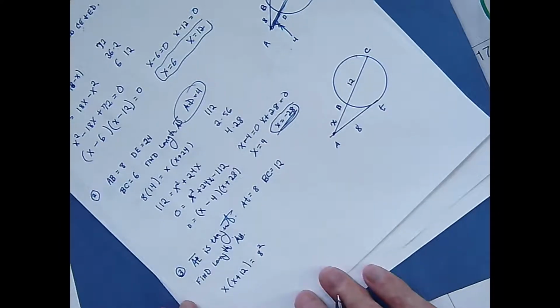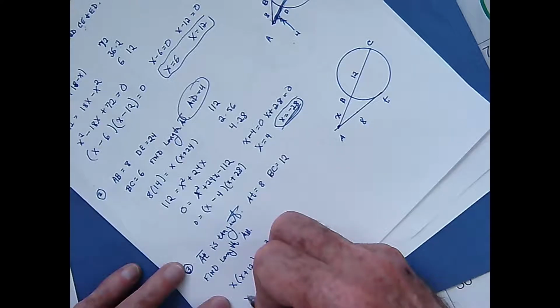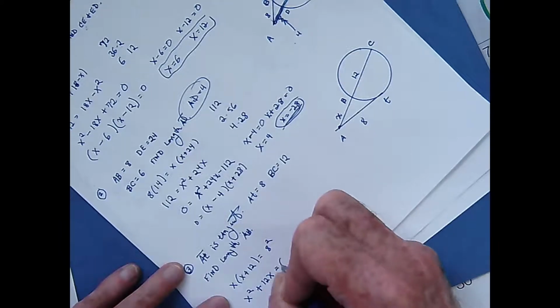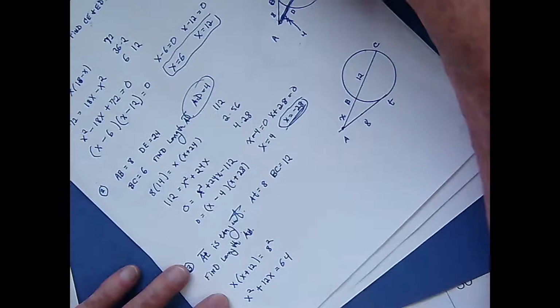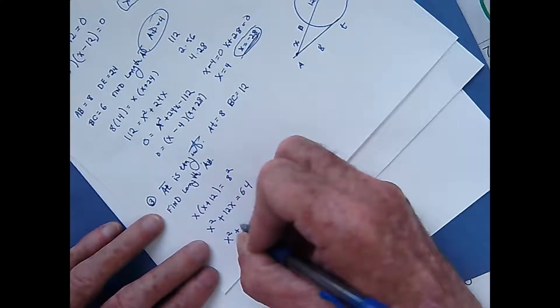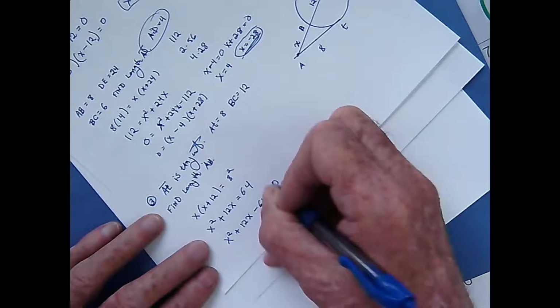There's the good-looking equation. Now let's just take care of business, see what we can do with it. I get x squared, multiplying through those parentheses, plus 12x equals 64. Going to drag it all to one side, going to set it equal to 0. That's what you do with quadratics every time. x squared plus 12x minus 64 equals 0.